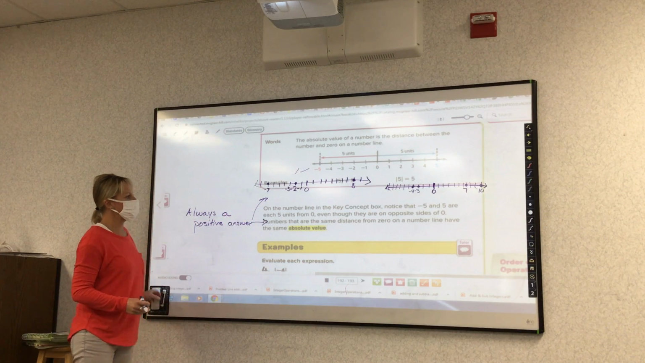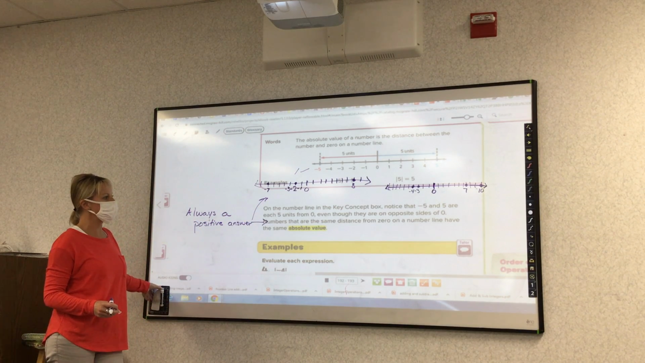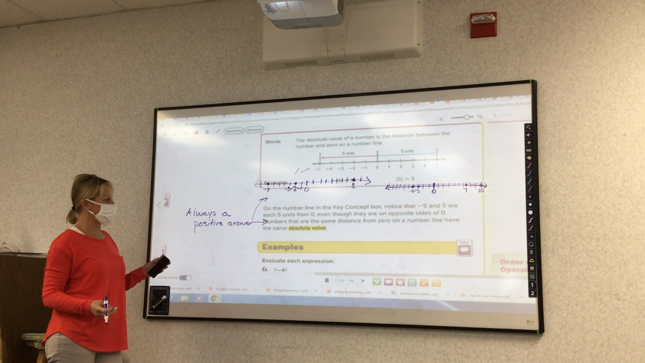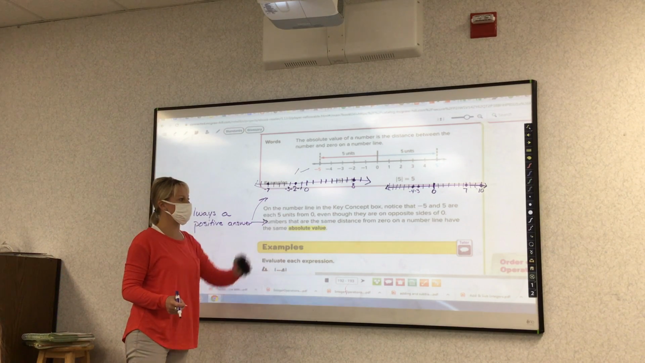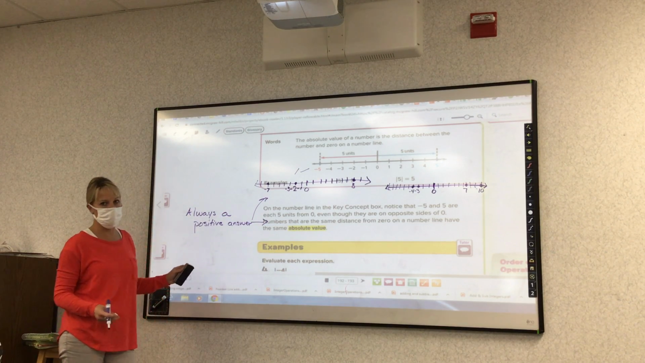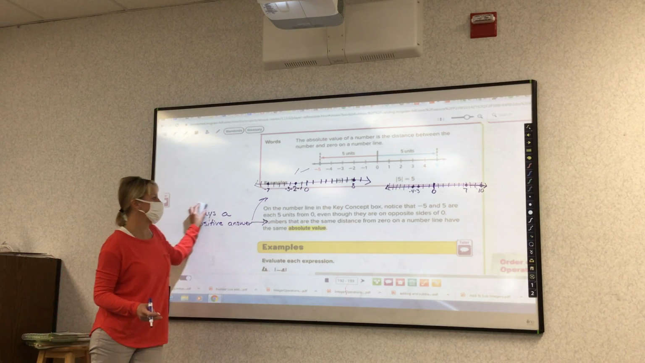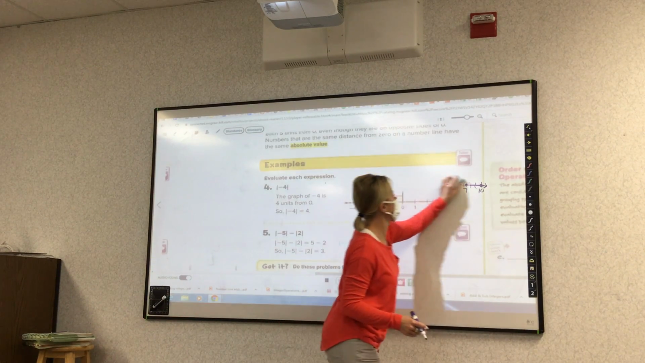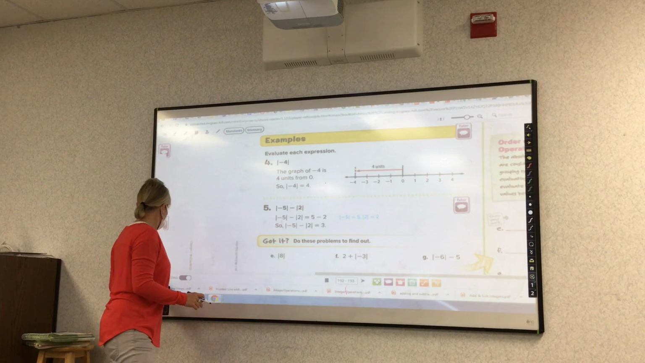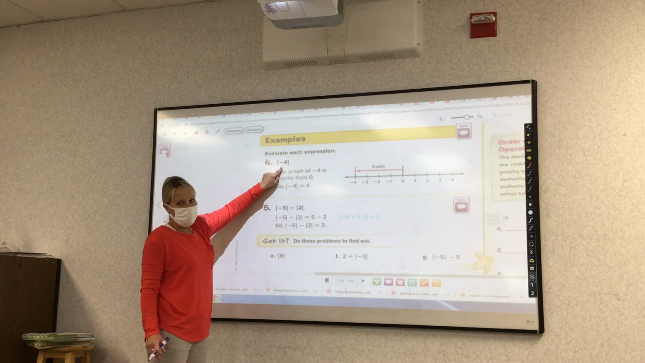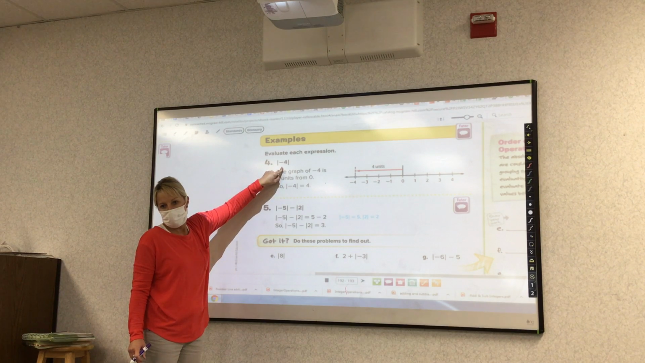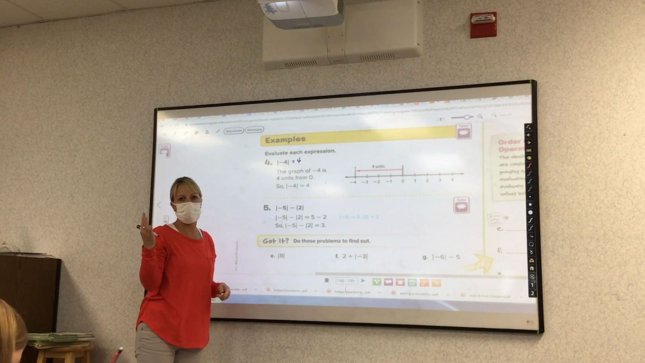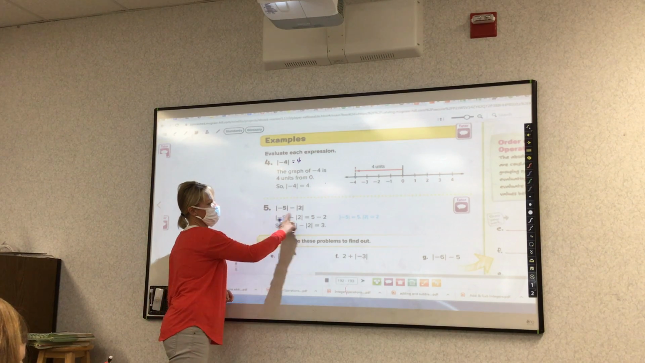So it says on the number line in the key concept box, notice that a negative 5 and 5 are each 5 units from 0. Even though they are on opposite sides of 0, numbers that are the same distance from 0 on a number line have the same absolute value. So that's why negative 5 and 5 both have the absolute value of 5. So the absolute value of a negative 4 is what? 4. That's it. And it's 4 units away from 0. But now we're going to get another example here.